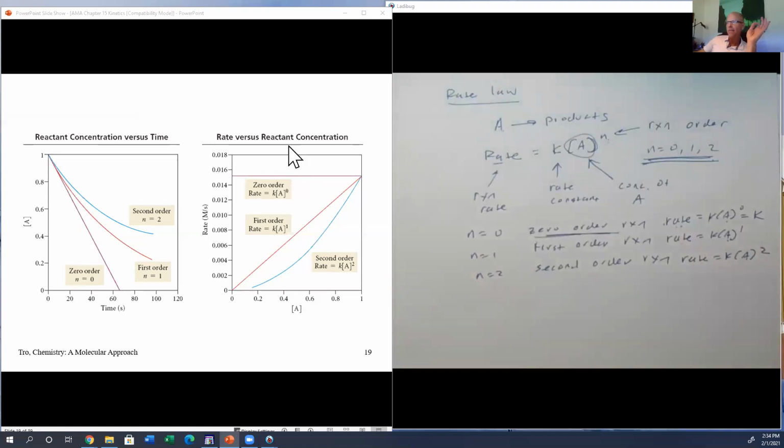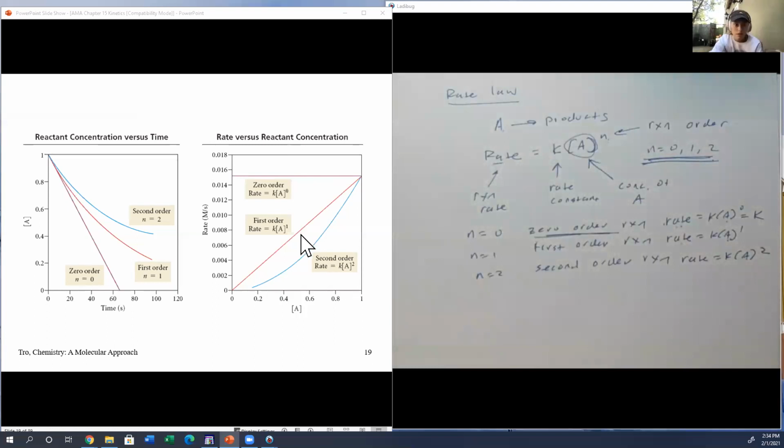This is the rate versus concentration. What do you notice for a zero order reaction? As you increase the concentration, what happens to the rate? Constant, right? Why? That slope is constant. Okay? Looking for a first order reaction. If I double the concentration, what happens to the rate?